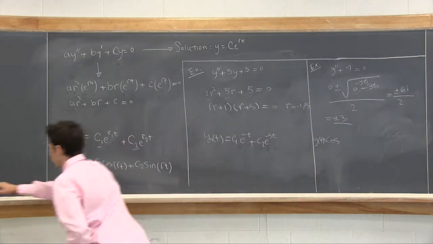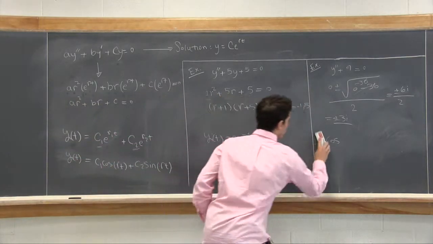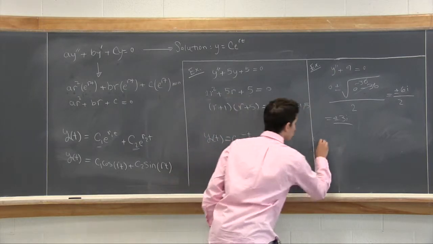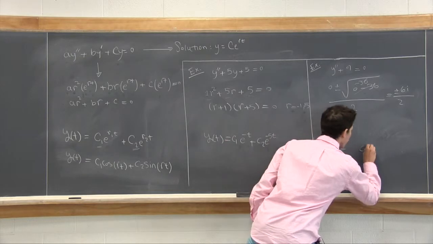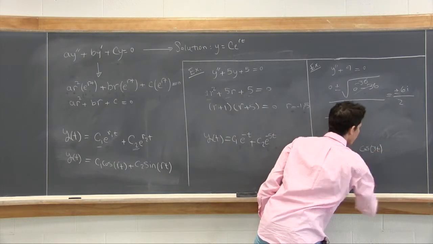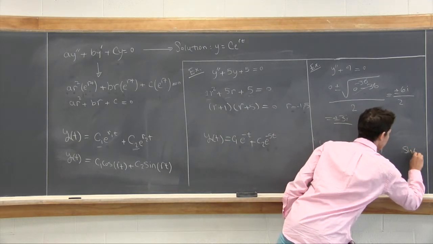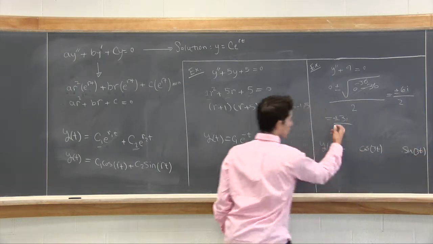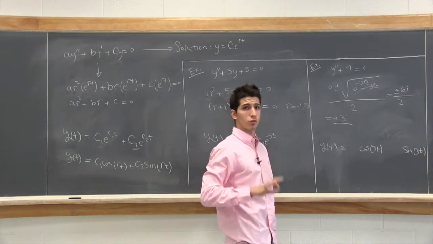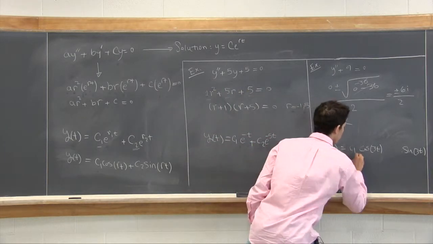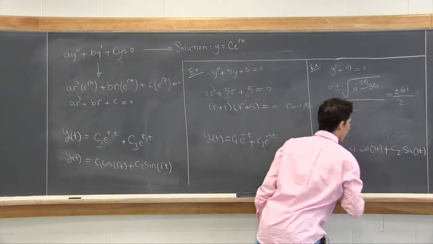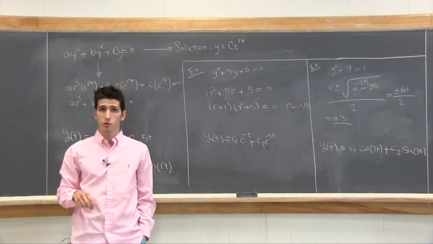Here, let me give myself some more space. Your solution is going to be cosine of 3t and sine of 3t. Again, because the 3 was your root, right? Your imaginary root. And then you just multiply them by two constants and add them together, and there you go. That's your general solution.